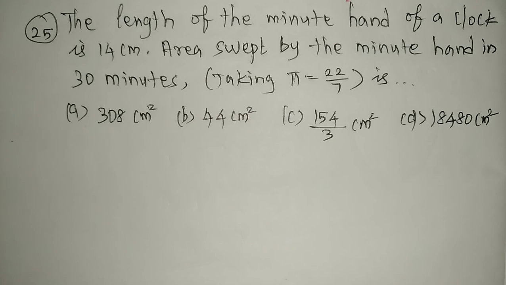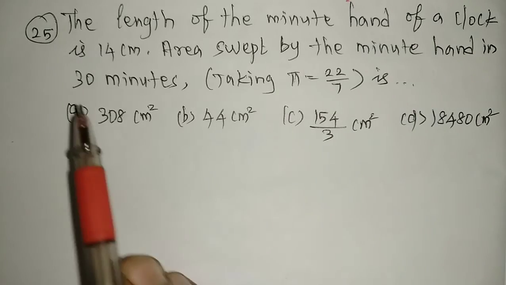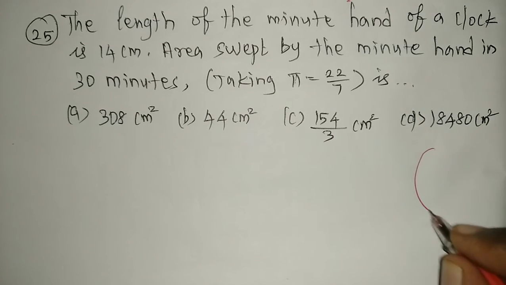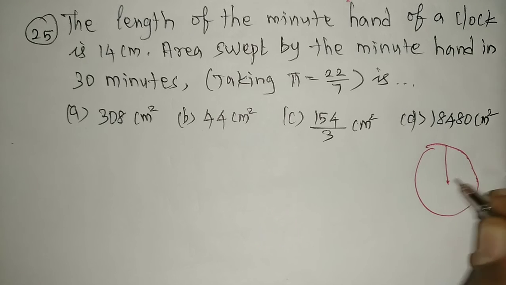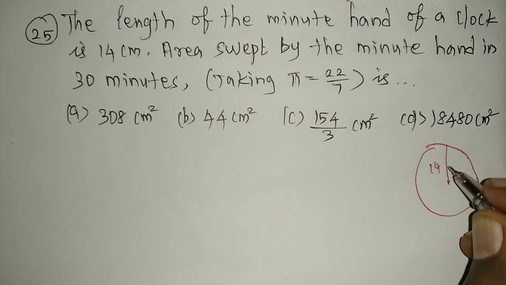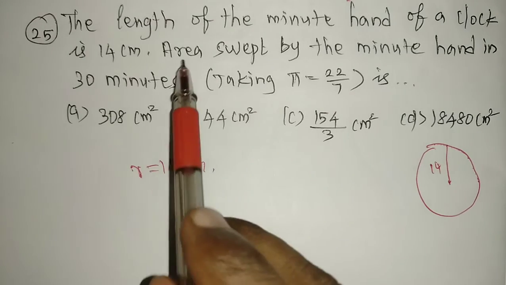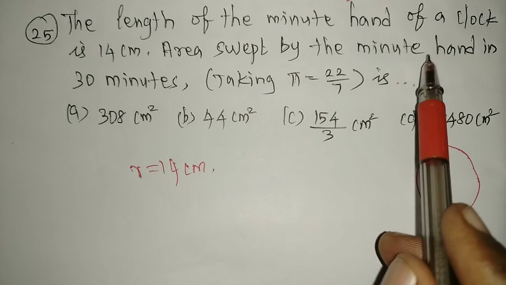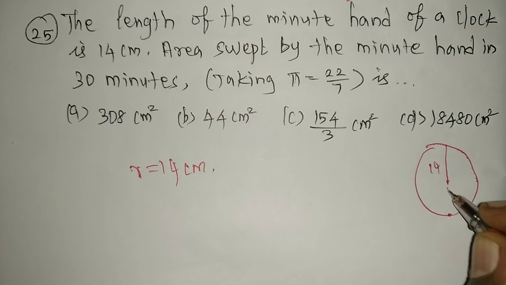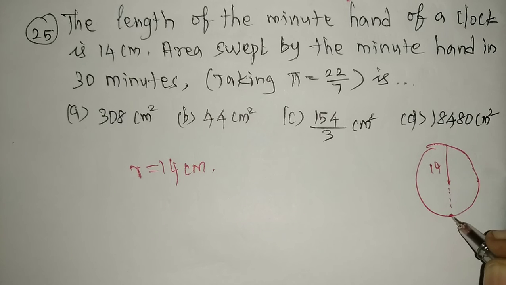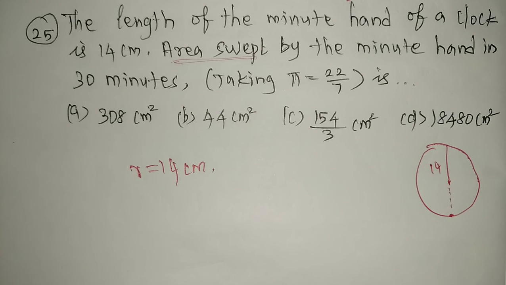That means the 25th question. See, the length of the minute hand of a clock is 14 centimeter. Clock, we know, is circle shaped. So the minute hand is like that. So this is 14, meaning radius. Radius is 14 centimeter. They have given the area swept by the minute hand in 30 minutes. In 30 minutes it goes from here to here. The minute hand comes here now. Then what is the area covered? What is the area covered in 30 minutes, they have asked.